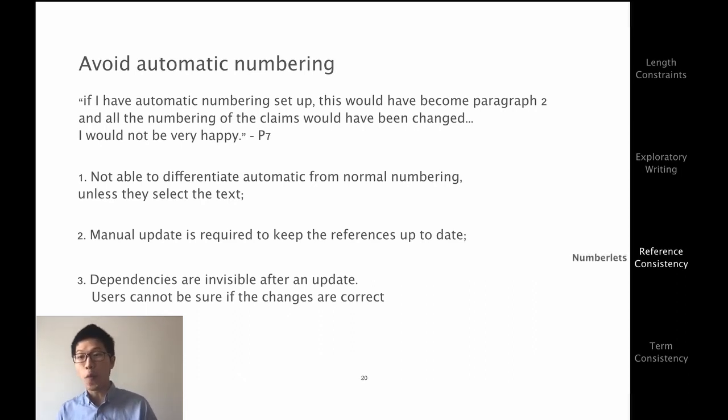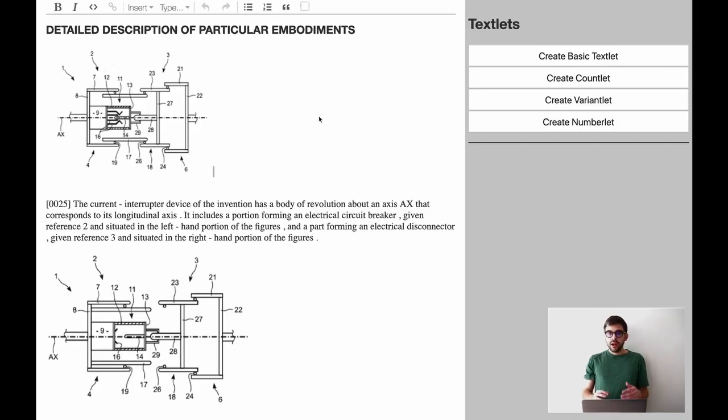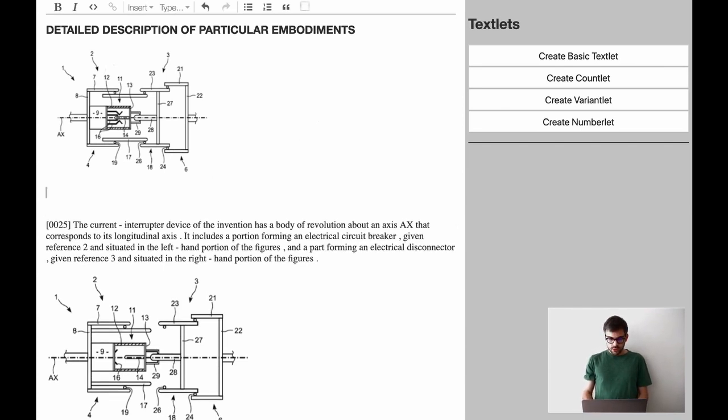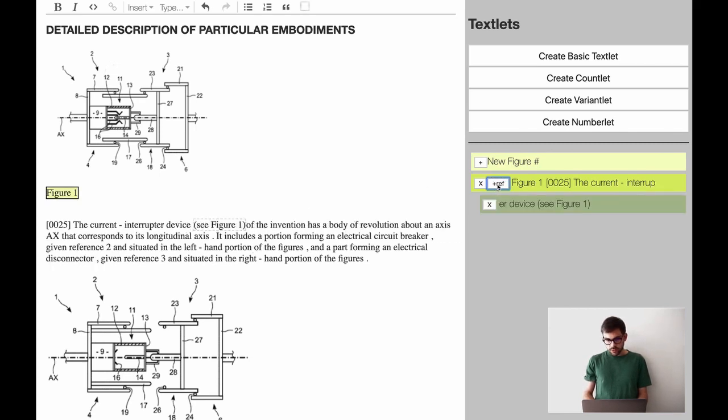Let's see how Numberlet can address this issue. In this pattern, I have figures that I want to number sequentially, so I can use numberlets for that. I start by typing the name of the figure, just "figure", followed by the number symbol, to create the numberlet. Using the plus button on the numberlet, I insert the name of the first figure, which is figure 1, which is going to create an associated textlet here that I can use to insert references inside the document using the add reference button.